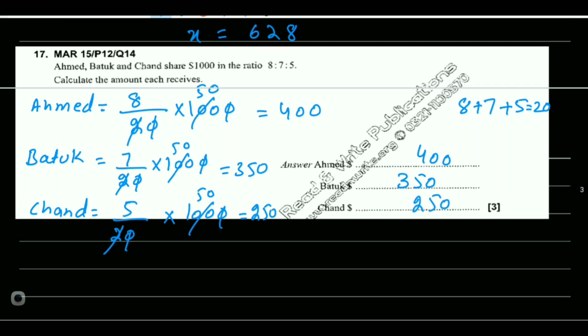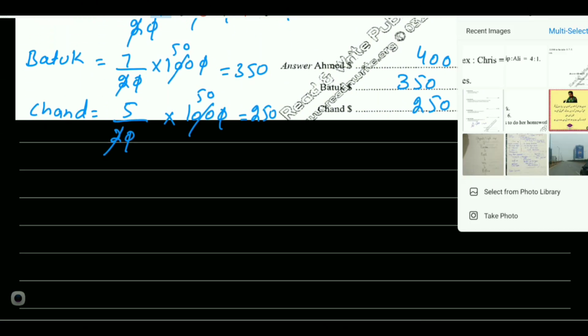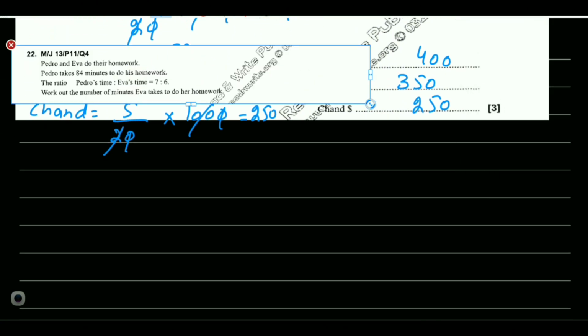So this is the easiest method. You have to use the same method while solving these types of questions. There is no need to use those boxes in these types of questions. These questions are very simple actually. Okay, one last example, a past paper question actually.